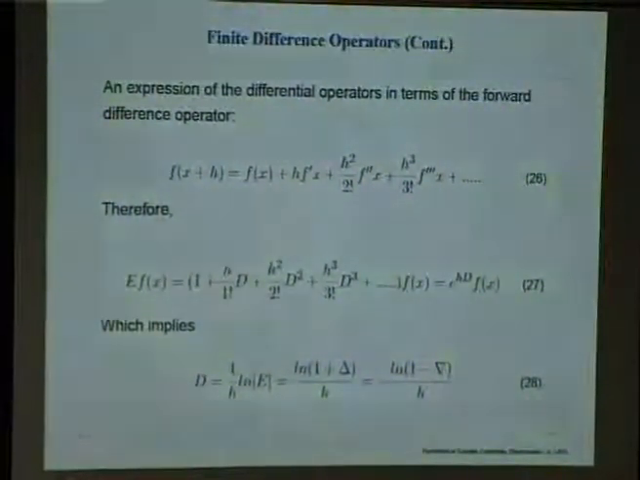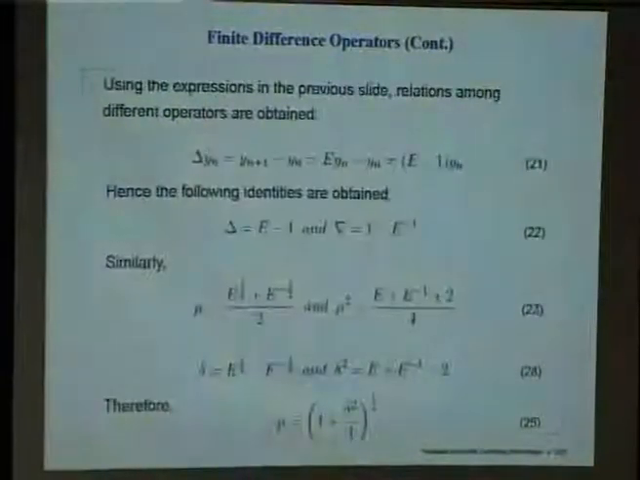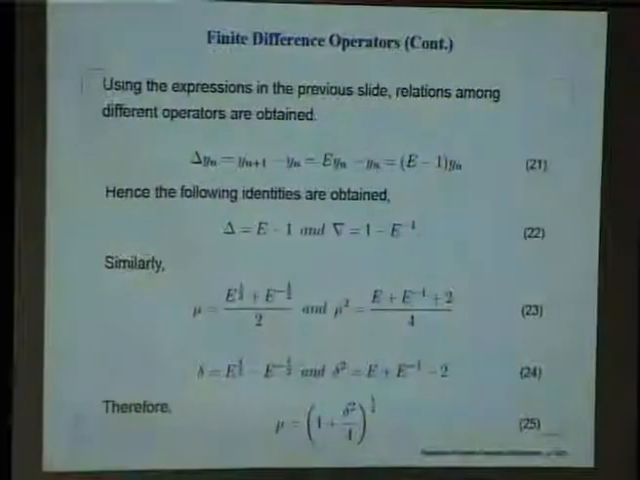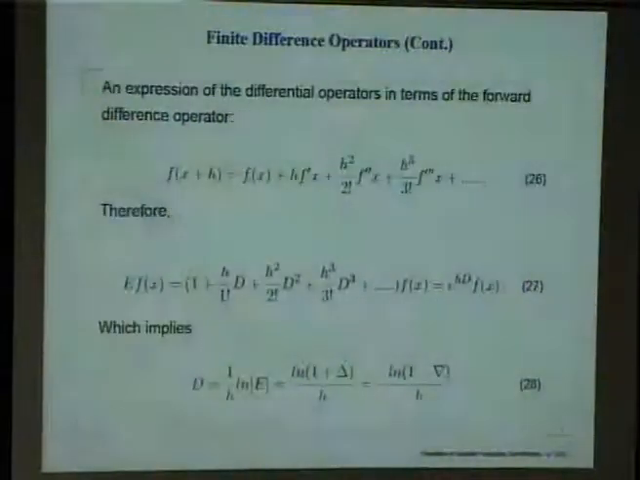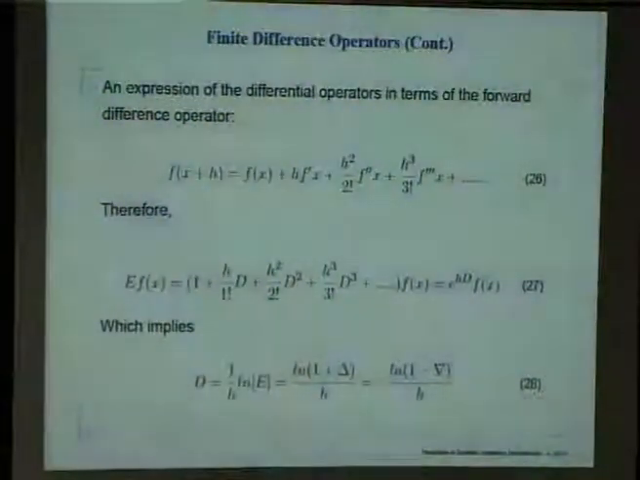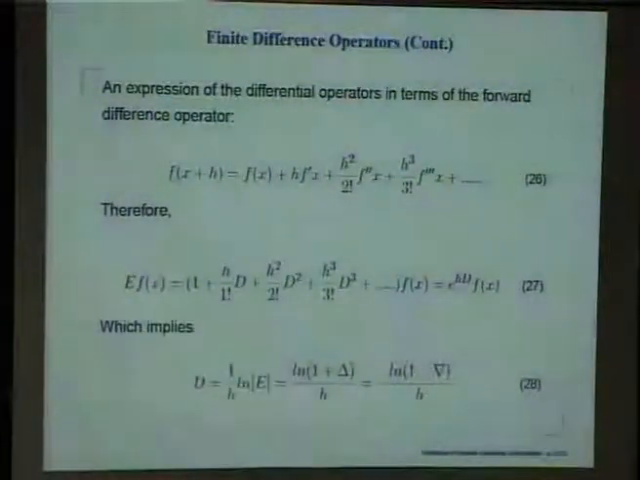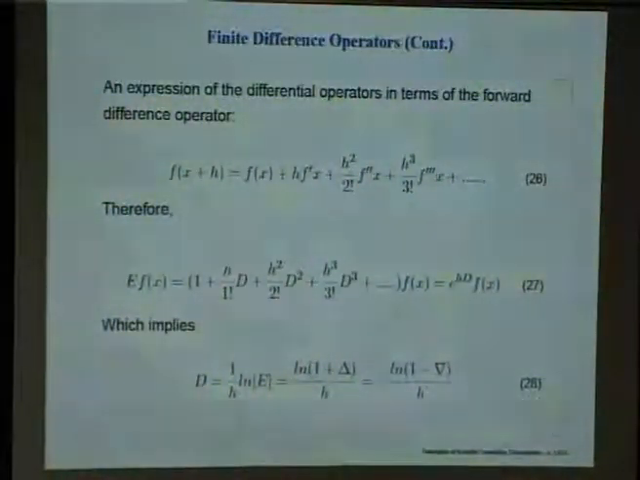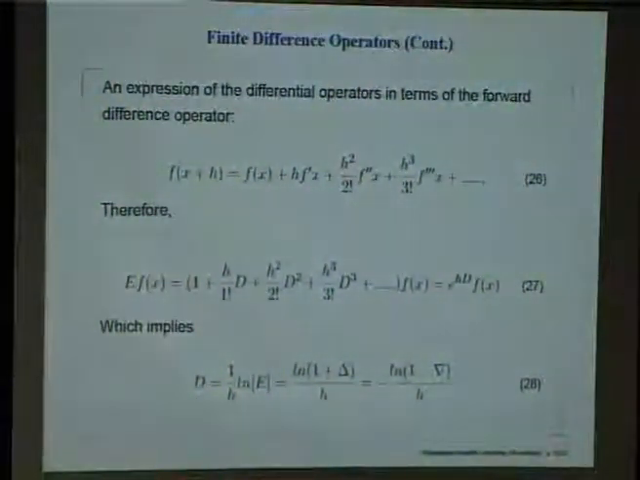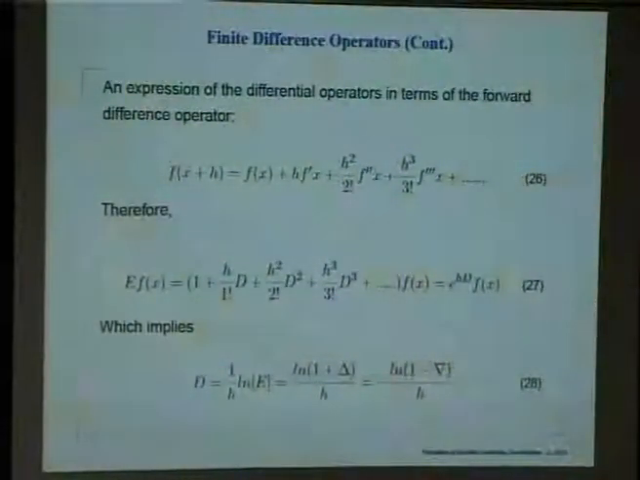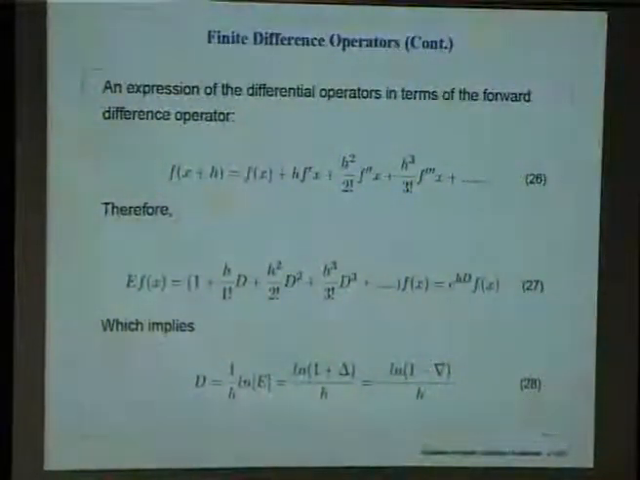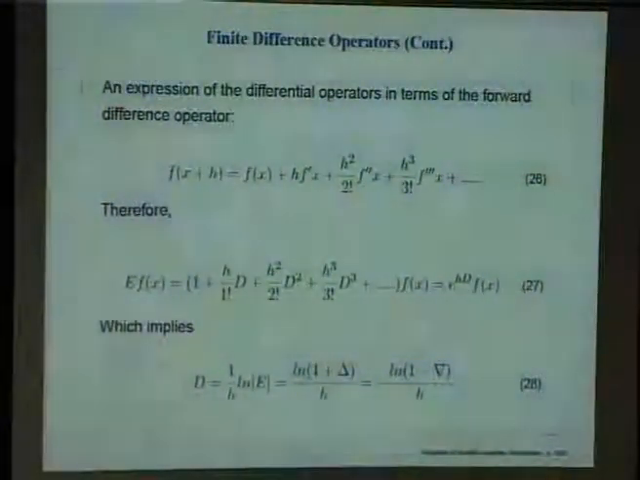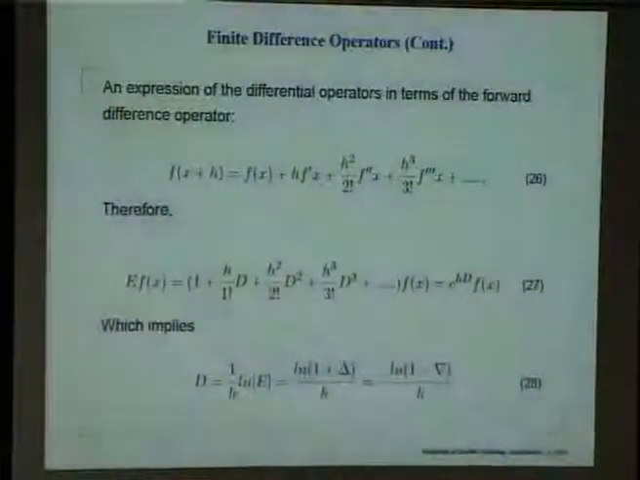And recall in the previous slide we had related E with delta. So, E is 1 plus delta. So, if I do that, then I get d is equal to ln of 1 plus delta by h. The same way I could have also written in terms of the backward operator, that would be ln of 1 minus delta by h. So, basically what we are trying to do is obtain the expression for d in terms of either the forward difference operator or the backward difference operator.